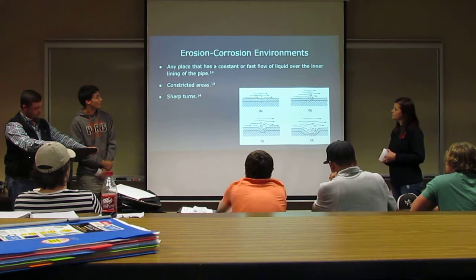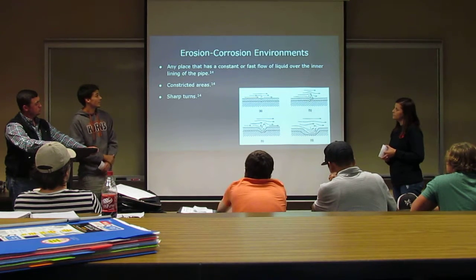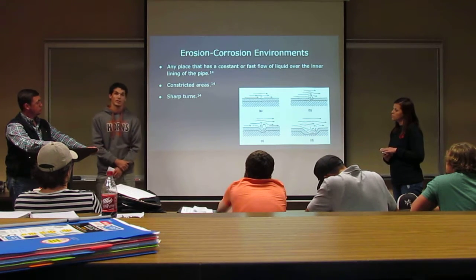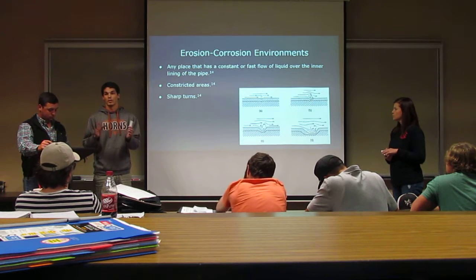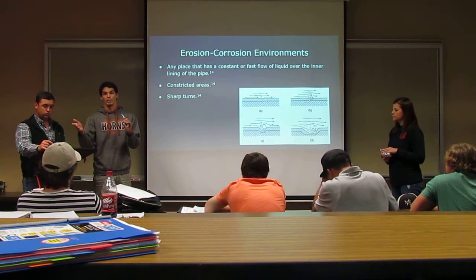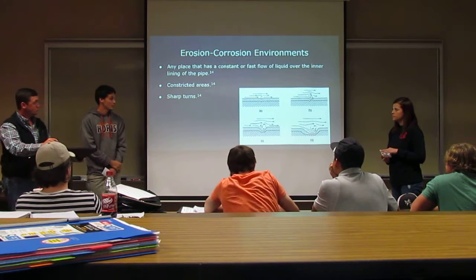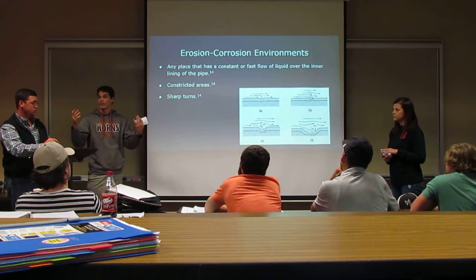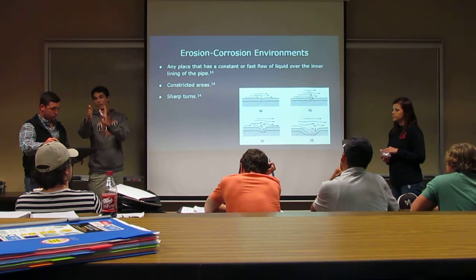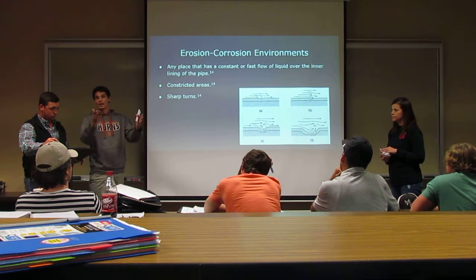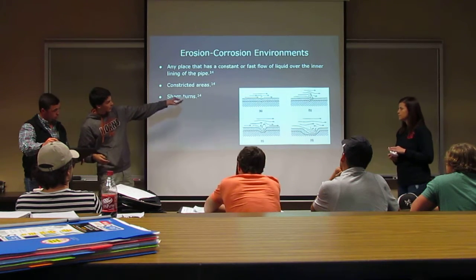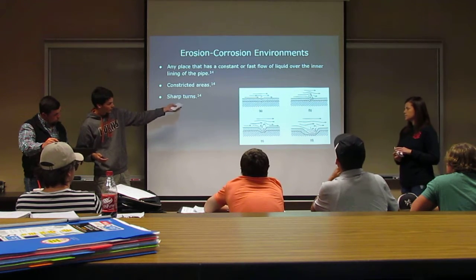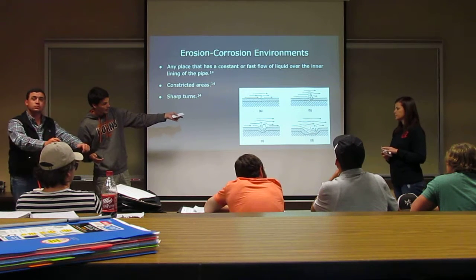Alright, erosion corrosion happens in places that have a constant or fast flow of liquid on the inner lining of the pipe, and in constricted areas because everything will want to be thrown into the wall of the piping, so it'll corrode more. And sharp turns, just because it changes the momentum of the liquid, which has solid particles or gases in it, and it goes straight into the pipe wall, and it has to keep flowing, and it causes more turbulence. Right here shows you how the liquid keeps throwing up all the water and the liquid particles, and it just keeps getting worse and worse, and that leads to erosion corrosion.